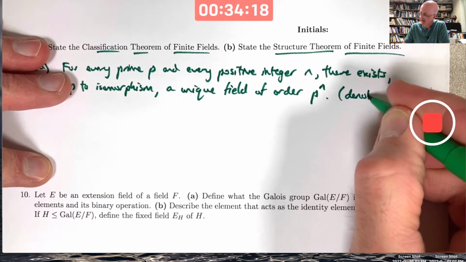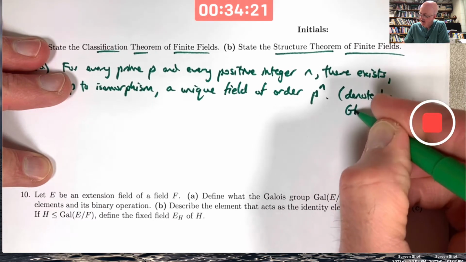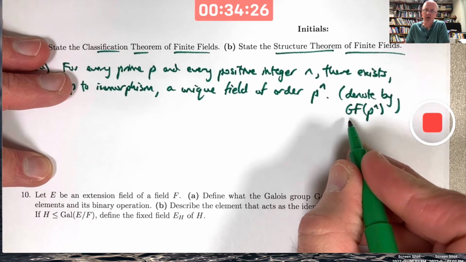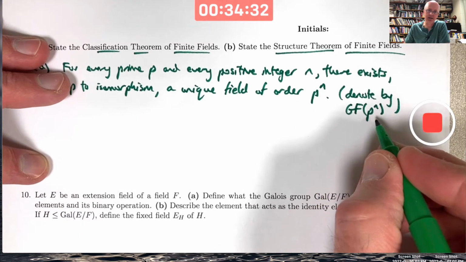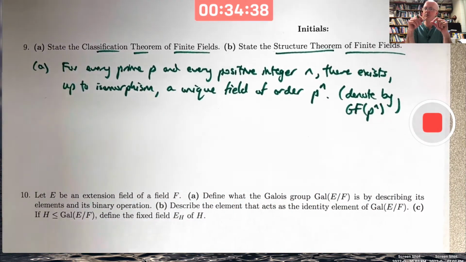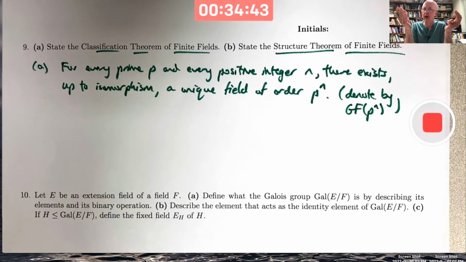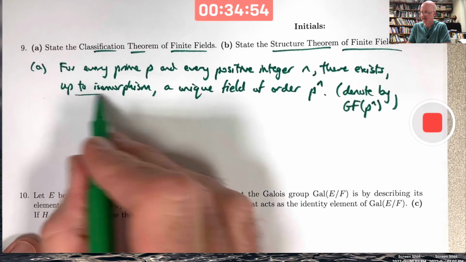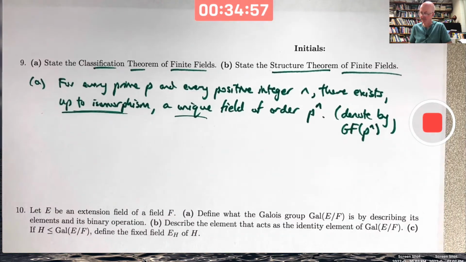We denote it by GF p to the n. G means Galois, in honor of a person whose last name was Galois, a French person. Galois field of order p to the n. What does unique up to isomorphism mean? Well, technically speaking, you could have two quote-unquote different fields, different because they're constructed in different ways, perhaps, and have different elements and different operations, that are really the same because they're isomorphic to each other. That's what up to isomorphism means. And with that condition, up to isomorphism, it's a unique field of order p to the n.